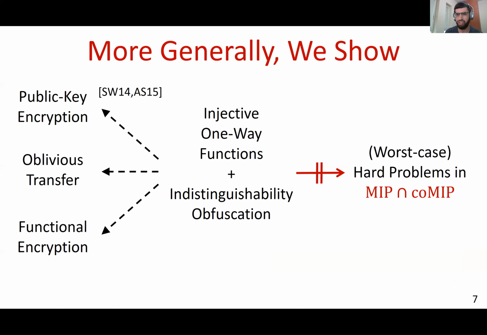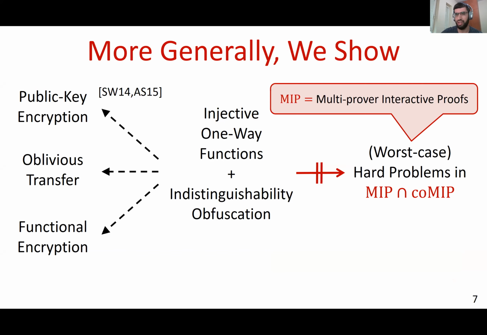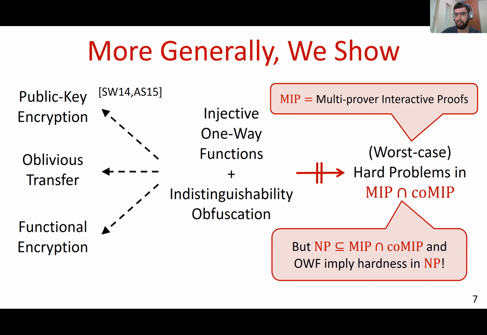And even more generally, we showed that injective one-way functions together with IO do not imply the existence of hard problems in MIP intersect coMIP, where MIP is the class of languages with multi-prover interactive proofs. However, this seems a bit too much because NP is contained in MIP intersect coMIP, and already one-way functions imply hardness in NP. So this seems like a contradiction.